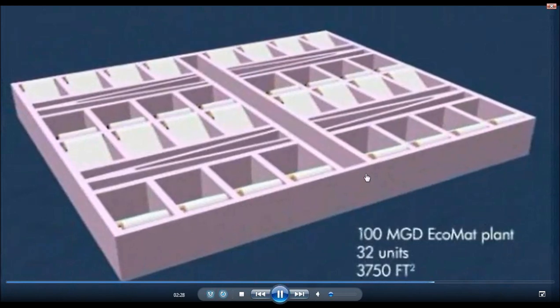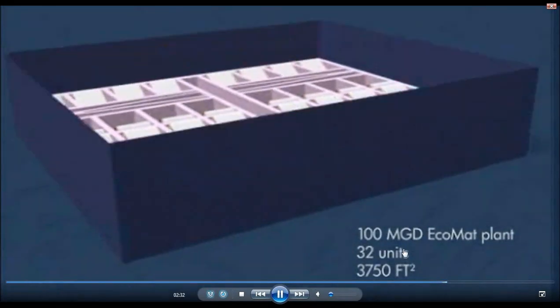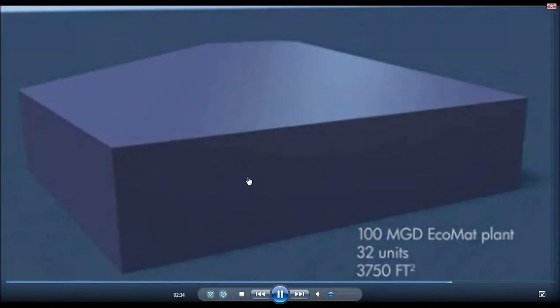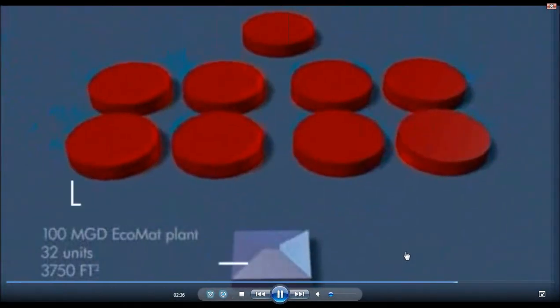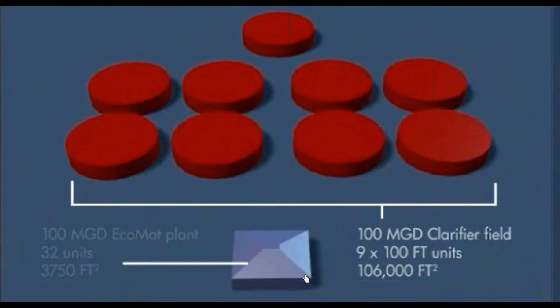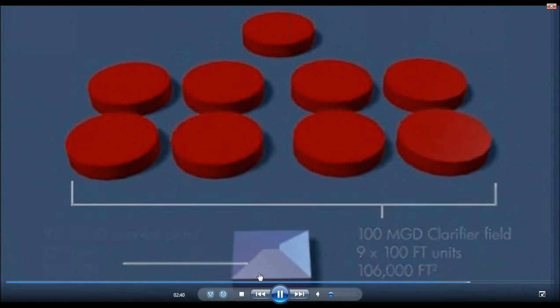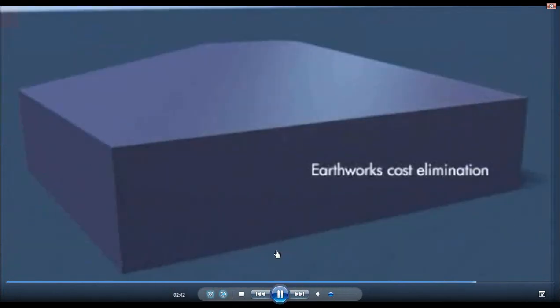And this footprint is roughly sized for a 100 million gallons per day plant. There's 32 cartridges within this layout. Compare that to a conventional clarification footprint, and you have roughly a football field or more of conventional clarifiers for the same level of hydraulic treatment. So you have, again, the EcoMat would fit within this building.